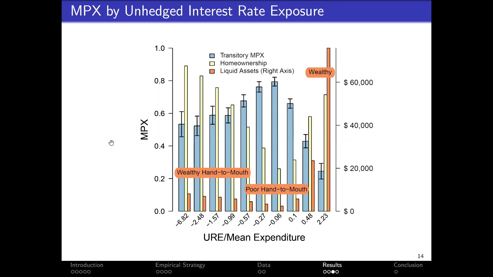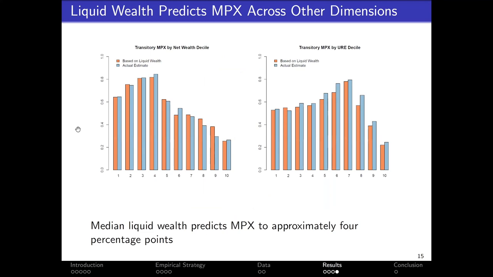These results here are from applying our methodology to identify MPX for these different groups of people with different unhedged interest rate exposures. But what we actually found is that just by knowing the liquid wealth of each group, we can highly accurately predict what the MPX of that group is going to be. So this graph here is actually the same as this one here. And the blue lines are exactly the same, where we've estimated the MPX for each group. The red lines are what we would guess the MPX to be if all we knew about that group was their liquid asset holdings. And you can see that we match this pattern very well. And similarly, if we look at net wealth and all we know about them is their liquid wealth, then we can get their transitory MPX very accurately.